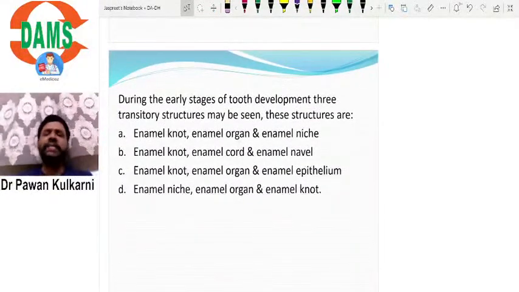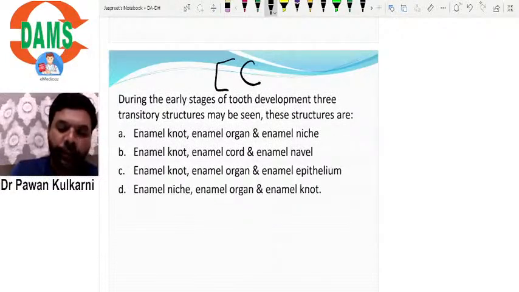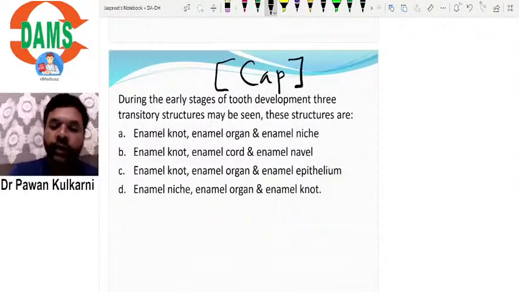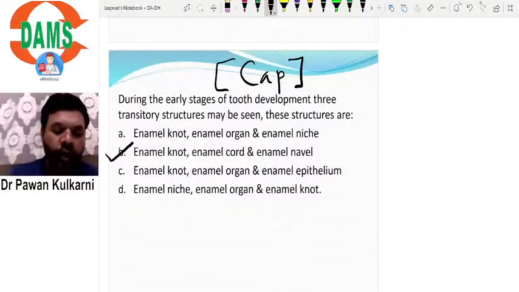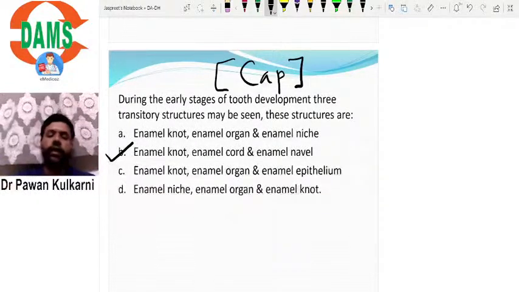Okay, this is again a simple memory based question. During the early stages of tooth development, 3 transitory structures can be seen. Early stages means only during cap stage, remember. So only during cap stage of tooth development you will see some transitory structures. Those transitory structures are enamel knot, cord and navel. One more that is remaining here, that is not given in the option here, is enamel septum.